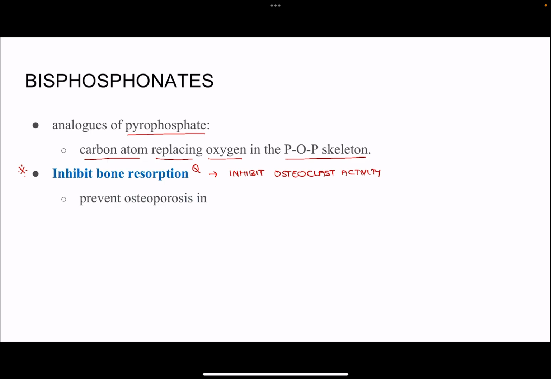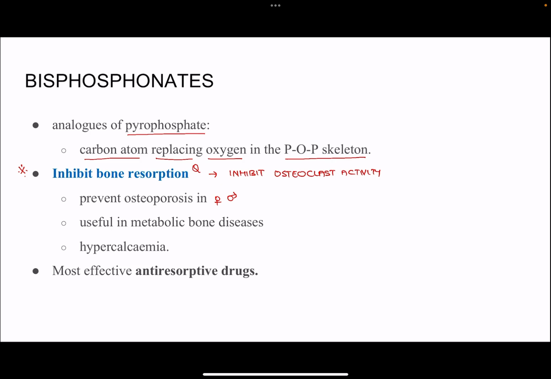So when it prevents bone resorption, calcium will not be lost from the bone. Thereby it will be useful in the prevention of osteoporosis in males as well as females, and also useful in metabolic bone disorders, in conditions with hypercalcemia, etc. So please remember bisphosphonates are the most effective anti-resorptive drugs.